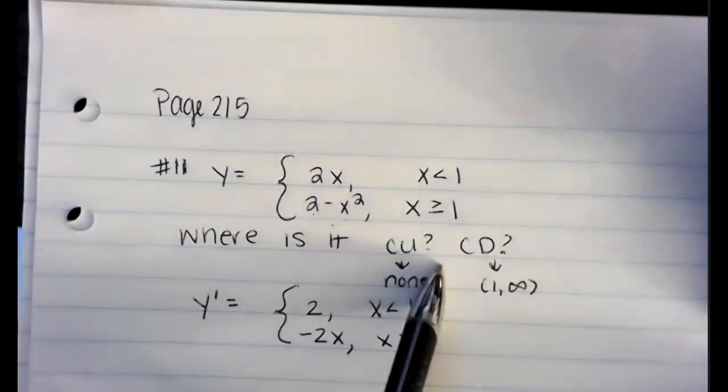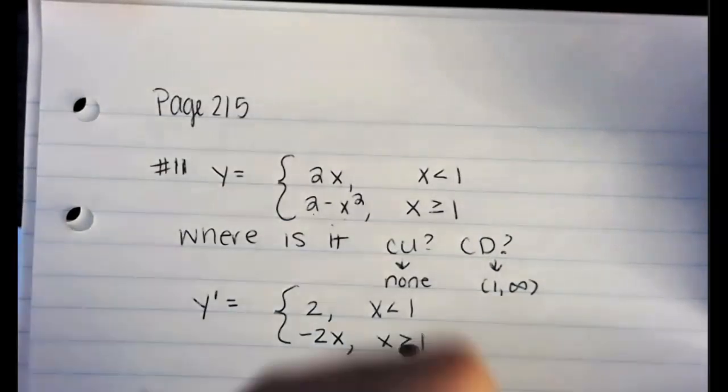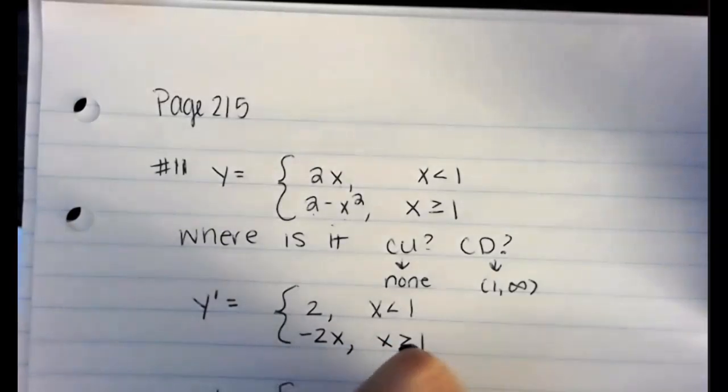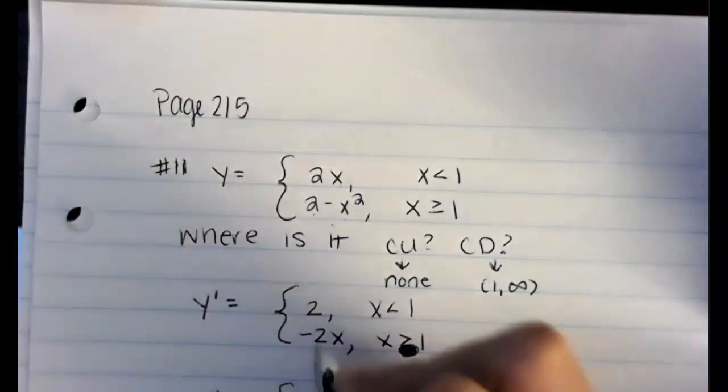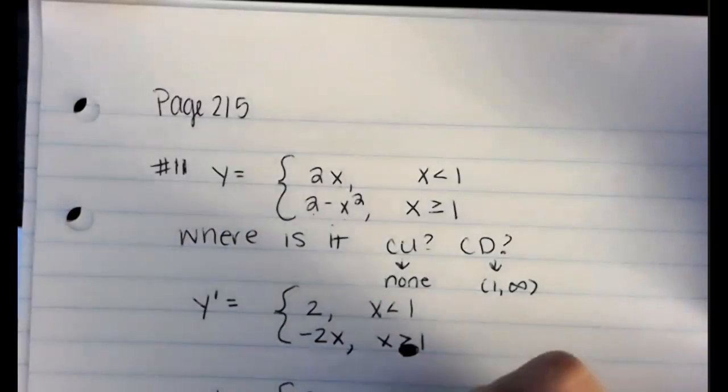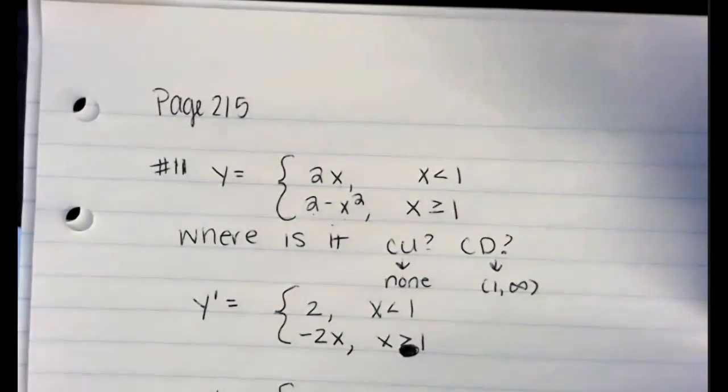In order to find concavity, we have to actually find our second derivative. So y double prime, the derivative of 2 is 0. And the derivative of negative 2x is negative 2. And the intervals stay the same. So it's x less than 1 and x greater than 1. Okay?